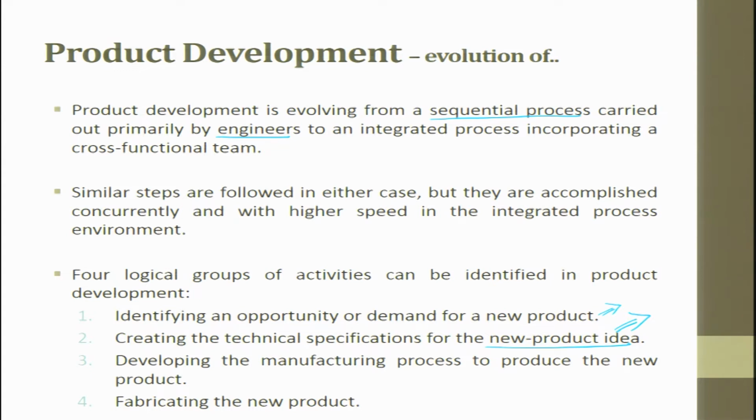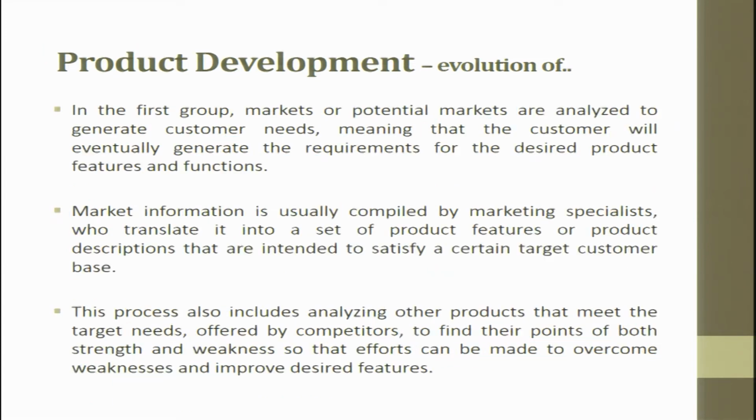Okay. Then at last will be fabricating of the new products. These are 4 logical groups of activities which are to be followed in the product development cycle. In the first group, potential markets are analyzed to generate customer needs, meaning that the customer will eventually generate the requirements for the desired product features and functions, which very rarely happens, sir.